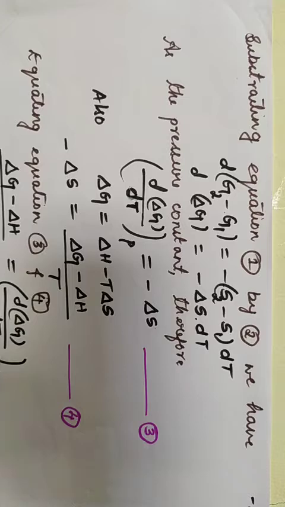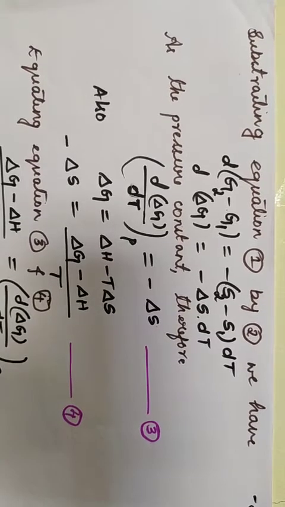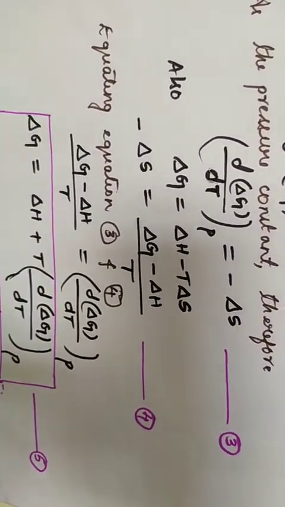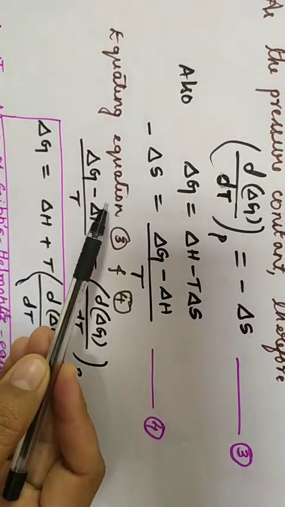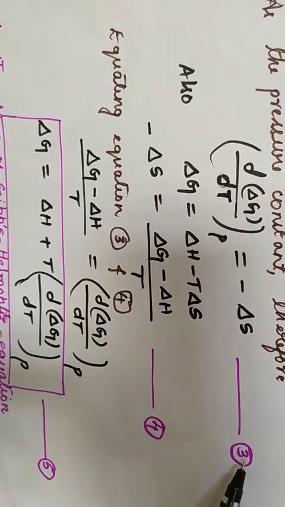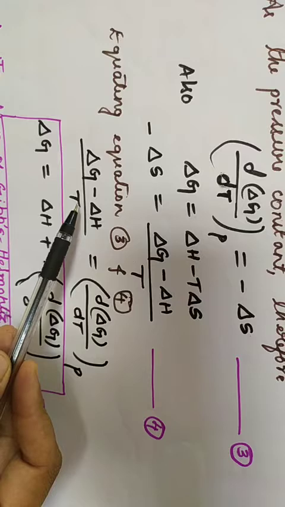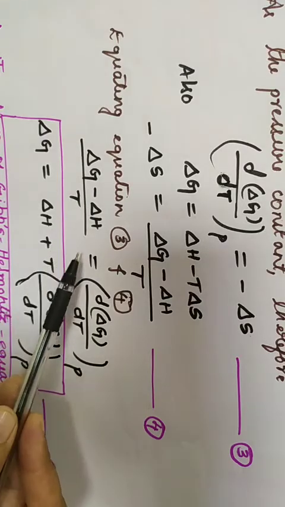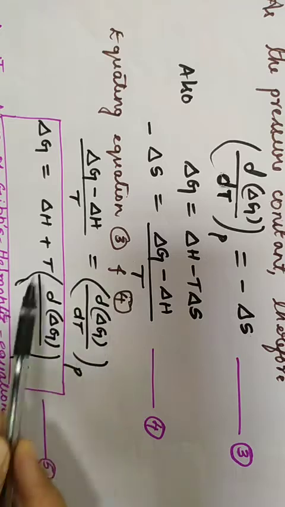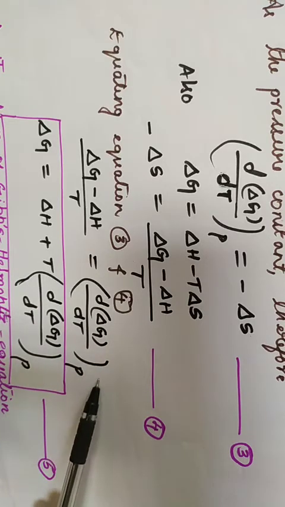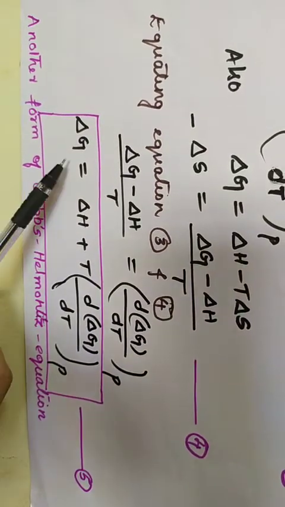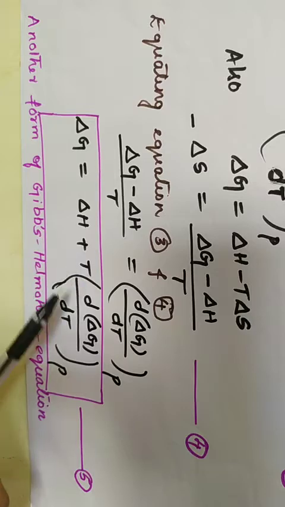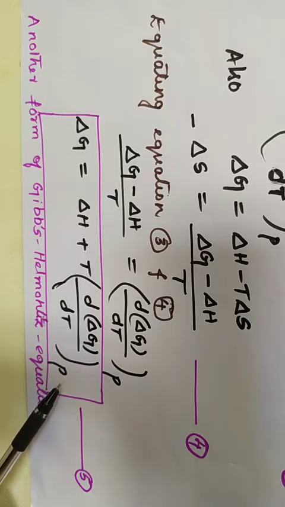Now rearrange this expression for delta G, because I have to find out the change in free energy. So after equating equation 3 and 4, we have this expression: delta G minus delta H by T is equal to d by dT of delta G at constant pressure. So rearrange this expression for the change in free energy delta G. Then we have delta G is equal to delta H minus T into d by dT of delta G at constant pressure.